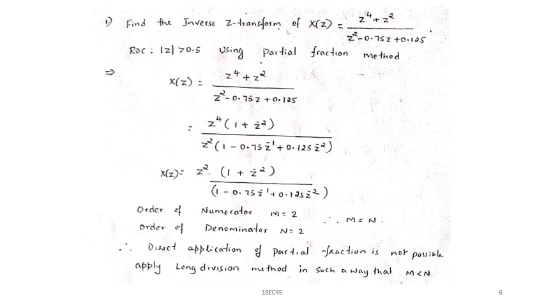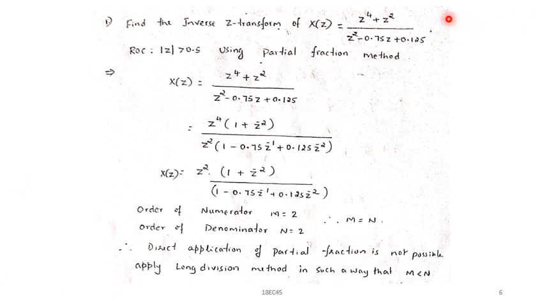Okay, next problem is find the inverse z transform of X(z) is equal to (z^4 + z^2) divided by (z^2 - 0.75z + 0.125). The ROC is |z| > 0.5. You have to obtain the inverse z transform using the partial fraction method.